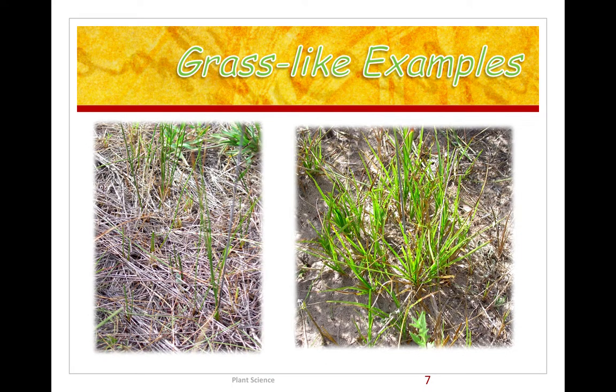On the left, we have rushes. They're a round stem with no joints or nodes. And on the right are sedges. In this picture, you can't see the stem, but the leaves are coming out in groups of three because the stem has three sides.